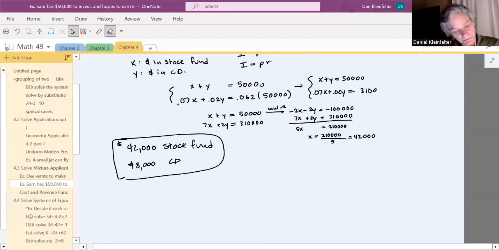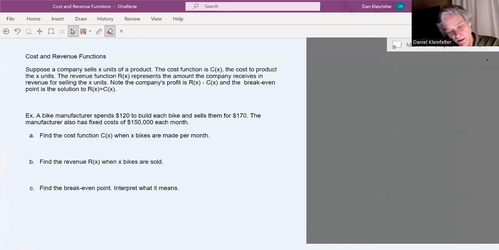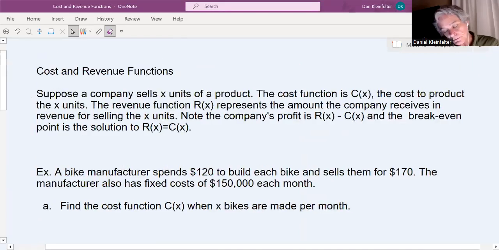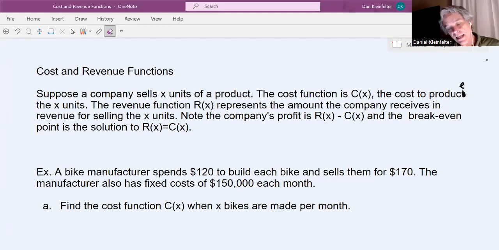Our last example involves cost and revenue functions. So the story here, suppose a company sells X units of a product. We have a cost to produce those products, and it's going to be C of X. C for cost, X is the number of units produced. That's the cost to produce the X units. We'll have a revenue function, which is R of X, and that represents the money that the company makes by selling those things. Okay, the company's profit then is going to be the revenue minus the cost, so R of X minus C of X.